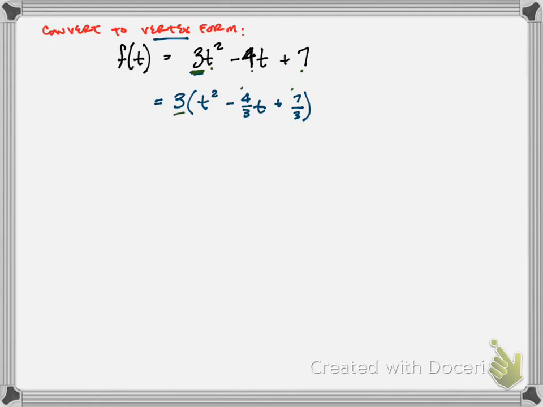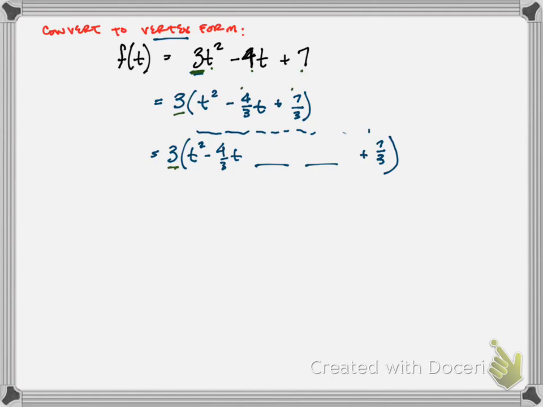Now I'm going to rewrite this as 3 times the quantity t squared minus 4/3 t, and then I'm going to draw my two blanks as we've discussed in class and tack on my plus 7/3 on the end. Notice that all of that remains inside the parentheses, and we'll have to redistribute this 3 later.